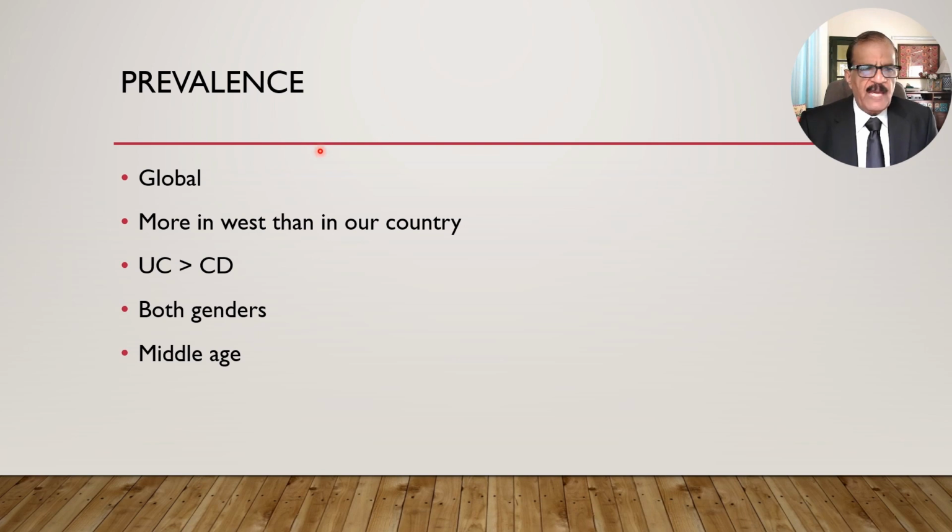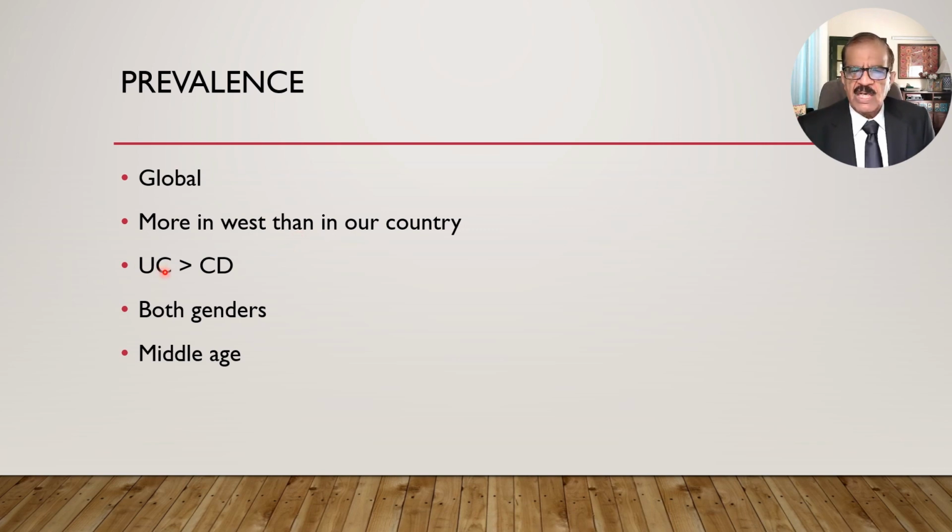So prevalence, number 1, it is a global disease, but definitely more common in the West than in our country. Perhaps it has got something to do with the diet, or with the environment, or with the temperature or social status, but there's no doubt that inflammatory bowel disease, both varieties, is much commoner in the West as compared to our country. And in our country, this disease actually tends to be milder as far as the disease extent and the severity are concerned.